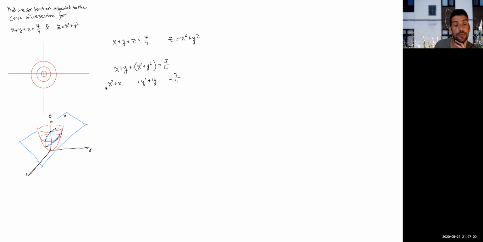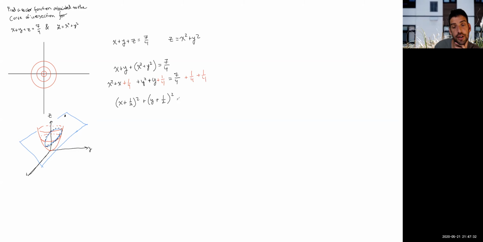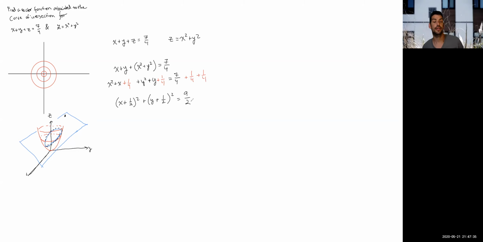So remember with completing the square. I'm just looking at the x squared plus x right now. The coefficient of x is 1. To complete the square, I take half of it and square it. So half of 1 is 1/2, squared is 1/4. I'm going to do the same thing right here, but I've got to add the same thing to the other side. Okay, so what do we get? Why did I do that? Well, because this can now be factored into x plus 1/2 squared. This can now be factored into y plus 1/2 squared. And now on this side, I've got 9/2.